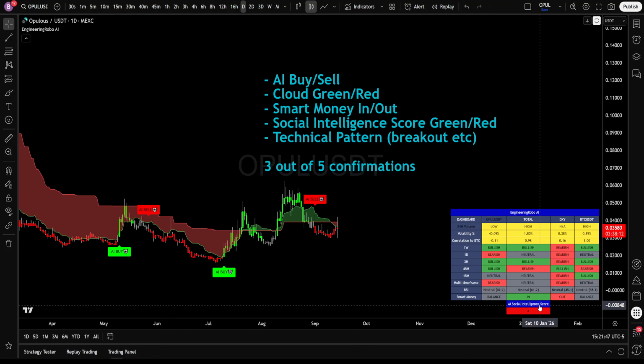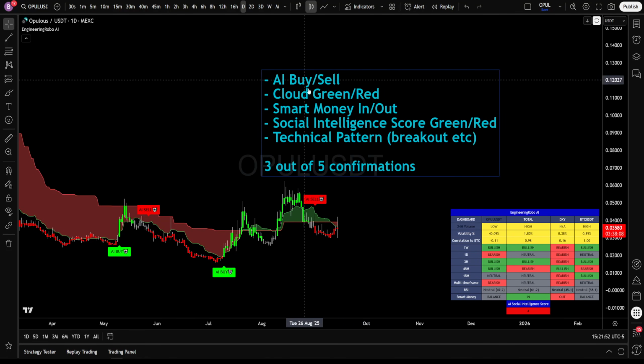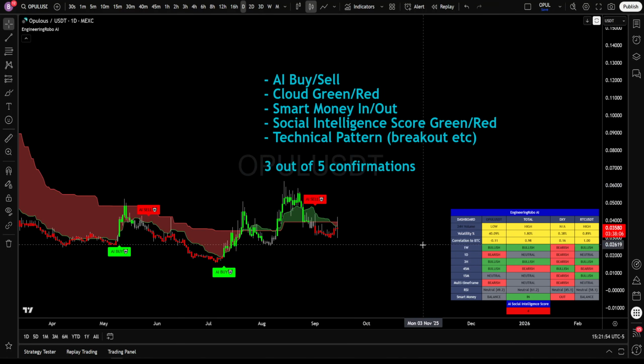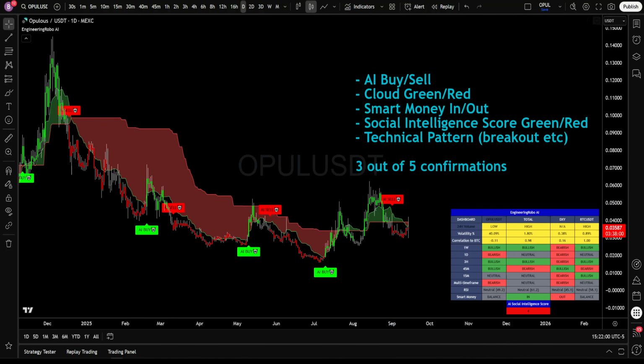We're below the red cloud. We've got a red social intelligence score. So there's no way we could have 3 out of 5, right? Because we've only got 5 total, and there's 3 going against this trade currently. However, I really do like this setup a lot.